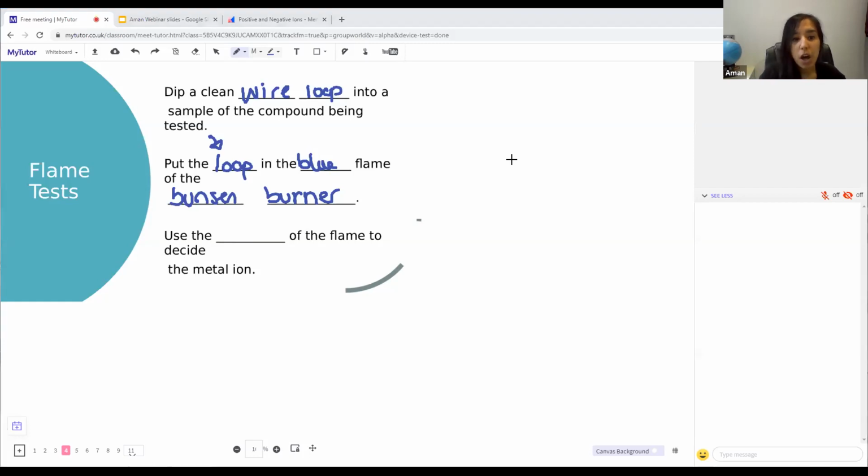So we're looking for the color of the flame to decide the metal ion. Excellent, so just to go over that again, we're going to take a metal loop or a wire loop. We're going to put it into our sample. So I said lithium. We're then going to put that loop into the blue flame of a Bunsen burner. So we hold it in that blue flame, and then hopefully it will light up with a color, and that color tells us which ion is present.